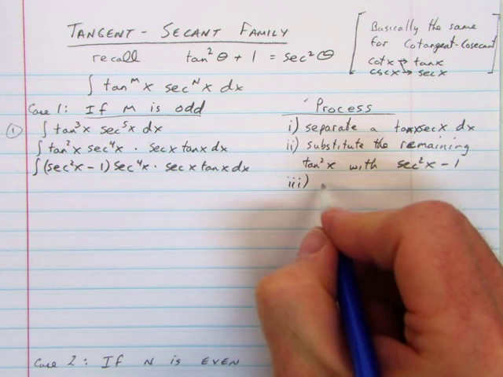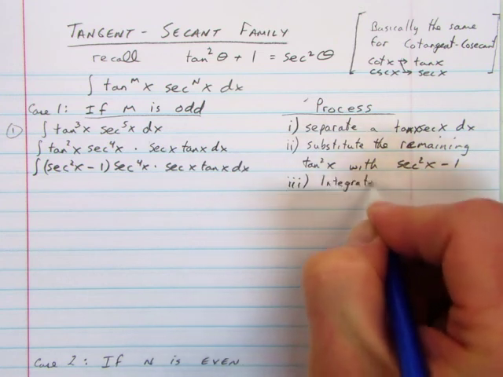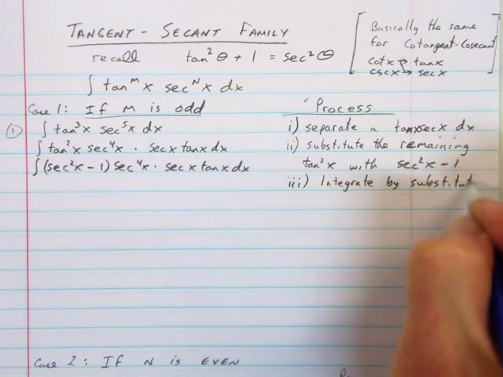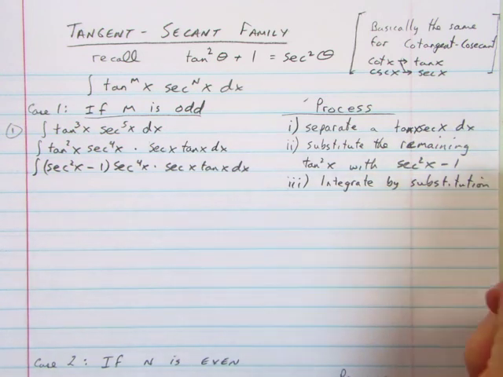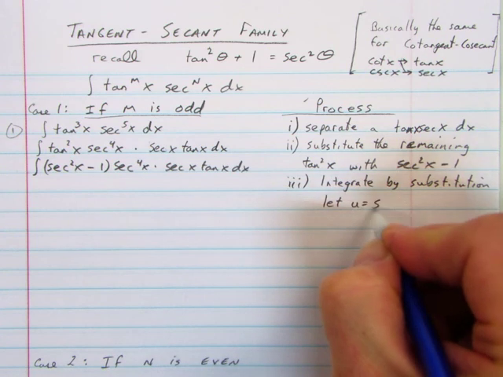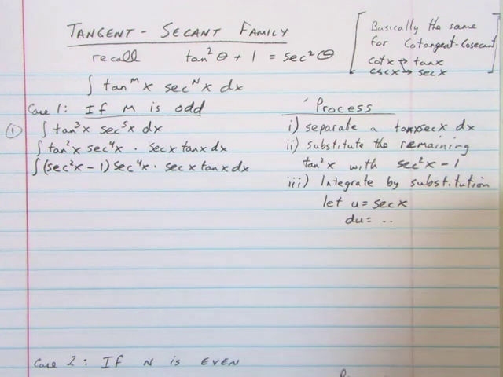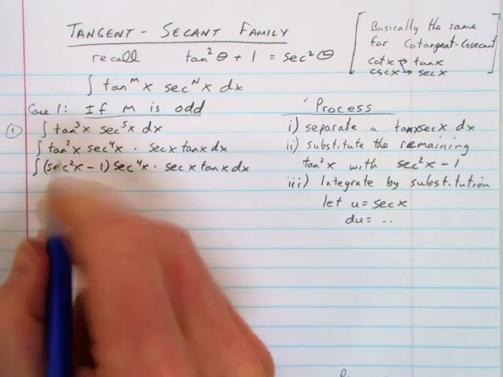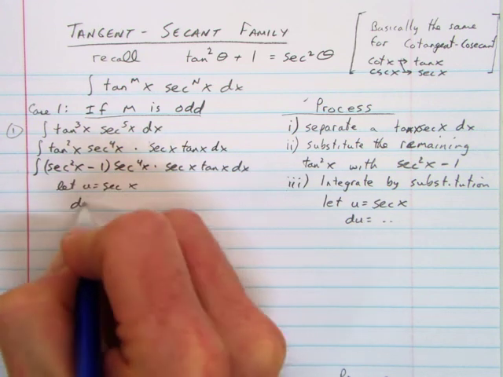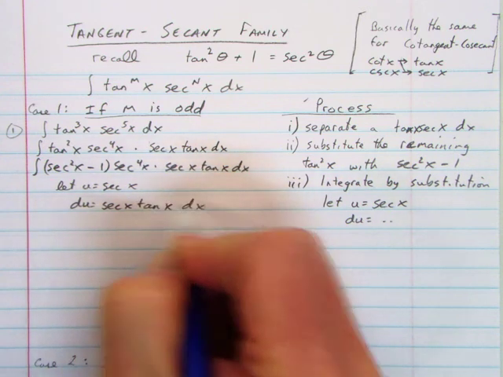Next step, integrate by substitution. What will our substitution be here? I've already basically said it. Let u equal secant x, and then you'll find du and continue on. So over here, let u equal secant x, du is secant x tangent x dx.